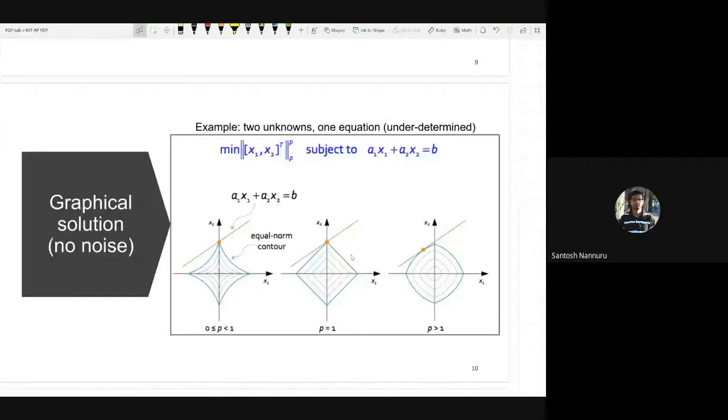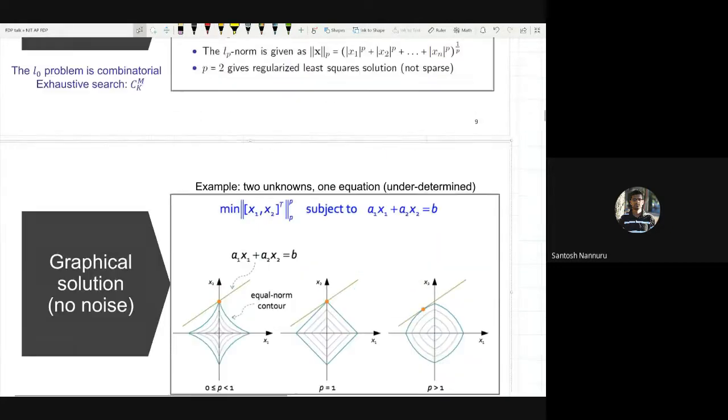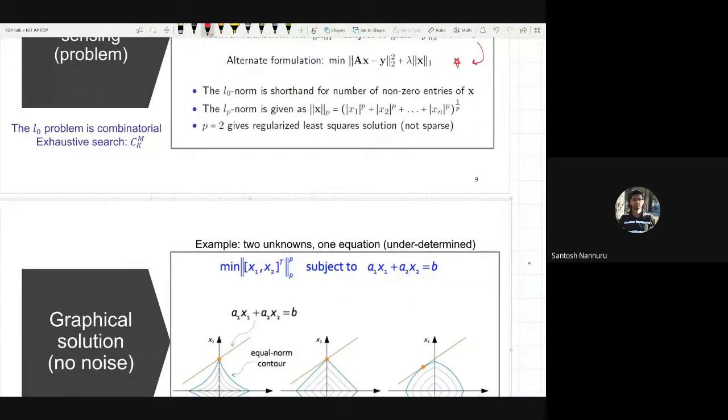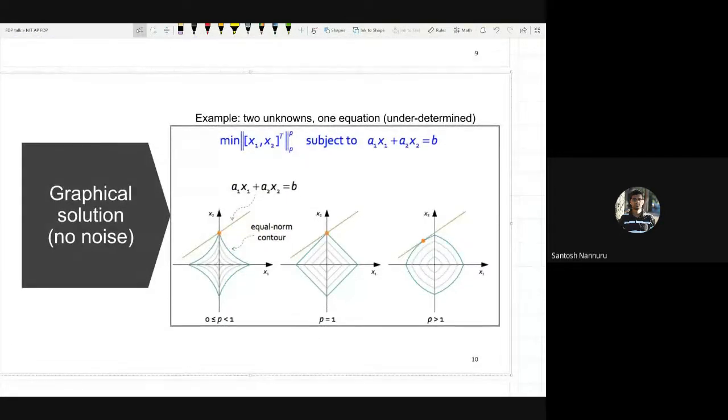I will continue. So the graphical solution is basically a visualization of various LP norms and the solution. So the LP norm is this thing, right? For P equal to 0, this is the number of non-zero entries. The L1 norm is the sum of the modulus of each entry, and the L2 norm is the sum of squares of each entry and all this. So very straightforward. So this is the formulation, right?